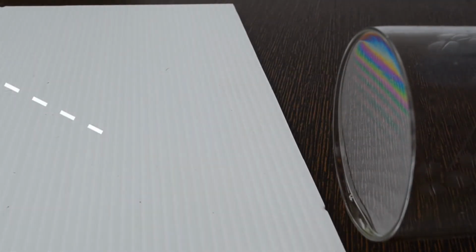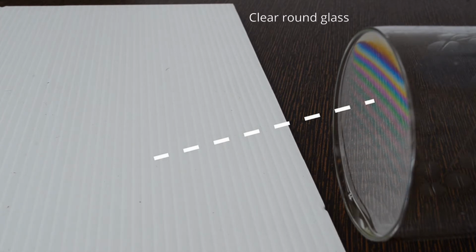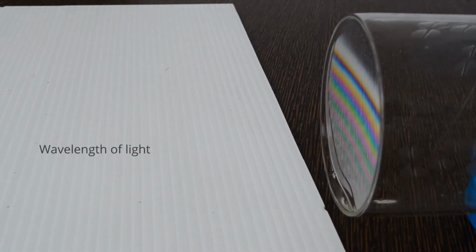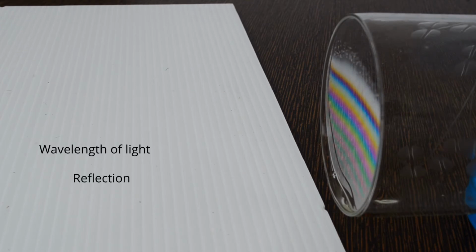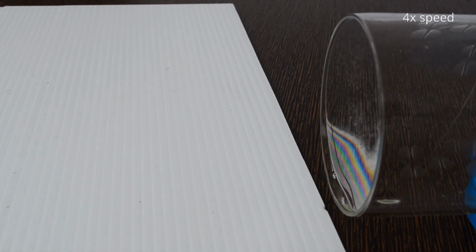White paper in the front reflects light around onto the soap film. This light is later reflected back into your eyes. The various colors we see are definitely related to wavelength of light, reflection and thickness of the film, which varies across the cross section. How it all works, we will explore in the next video.